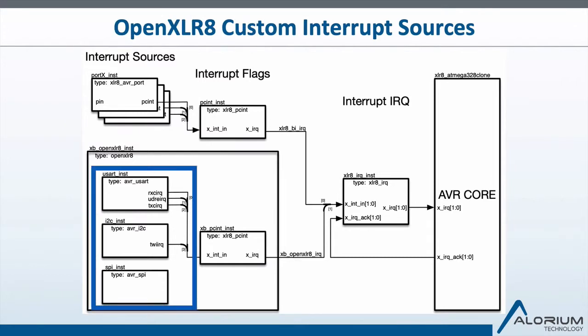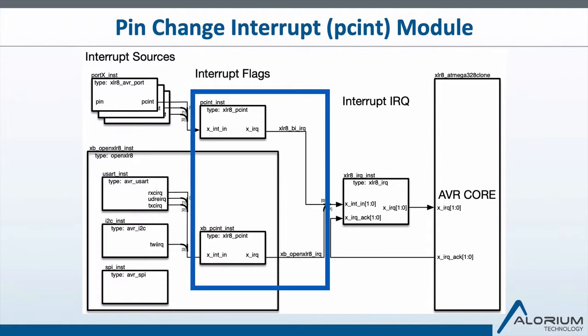OpenXLR8 interrupts come from custom blocks implemented within the OpenXLR8 module. These interrupts can be whatever the user wants and could be a steady state signal that's held high. Those interrupts are forwarded up into the pin change interrupt module or PCInt module.